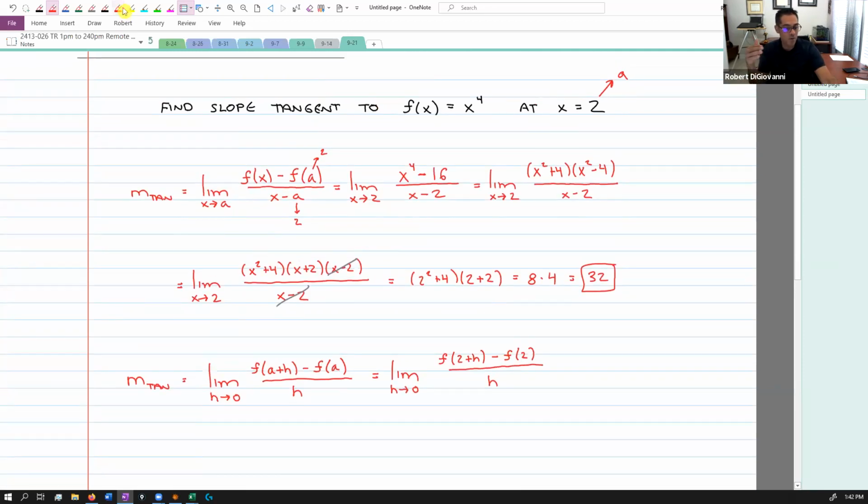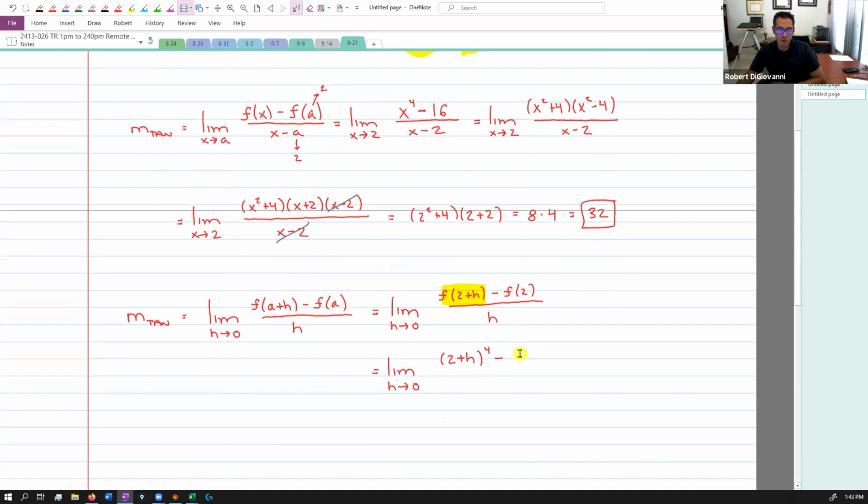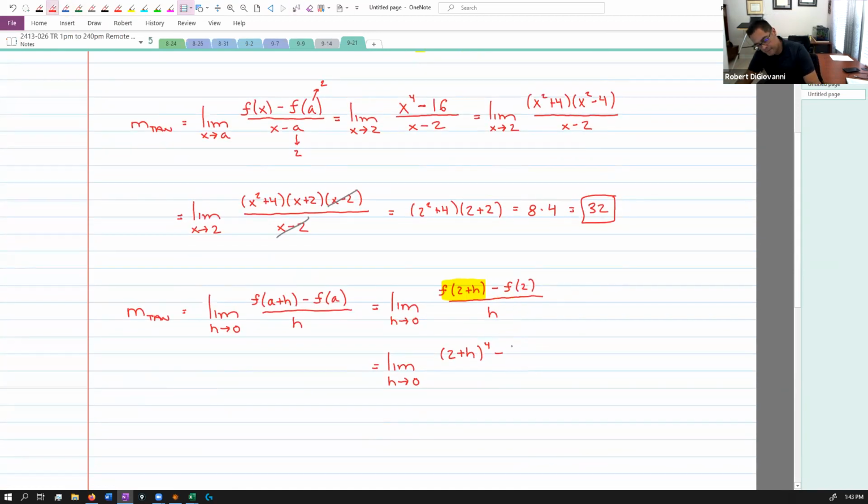So Maddie, like in the last problem, when we're trying to figure out what this is, it's going to be specific to the actual function we're talking about. So when we plug 2 plus h in there, it's going to be 2 plus h to the 4th power, minus f of 2. f of 2 is 16, isn't it? Over h. Questions on how I got any of this?